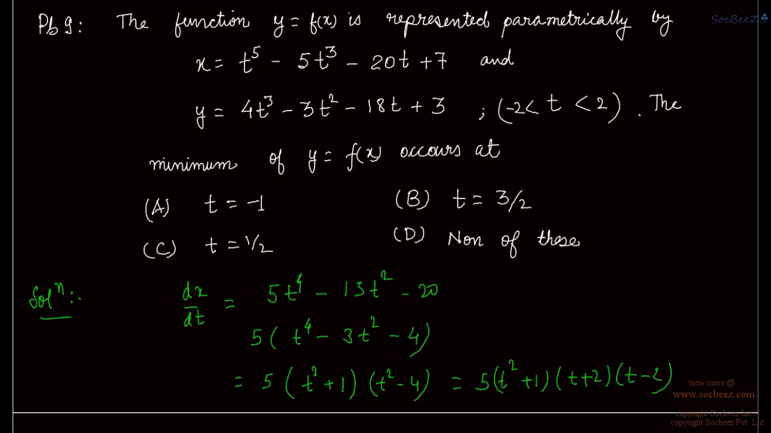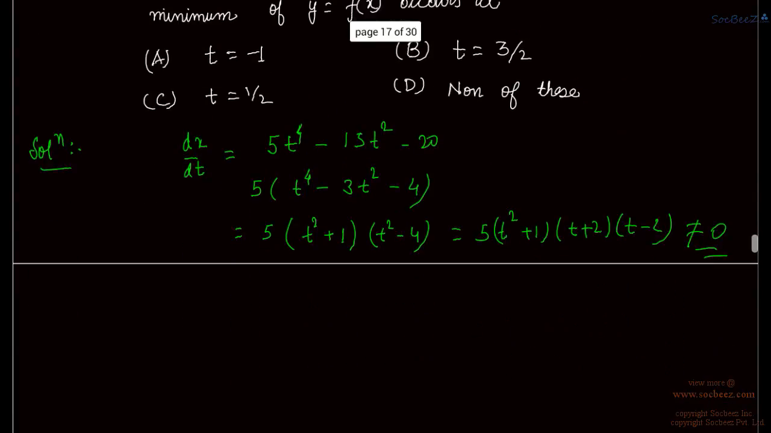So at t is equal to plus 2 and minus 2, we are getting dx by dt equal to 0. But we are not considering the parametric values 2 and minus 2, because here it is limited within minus 2 to 2. So this is not equal to 0 for the values of t given, right? Now we are going to find dy by dt.